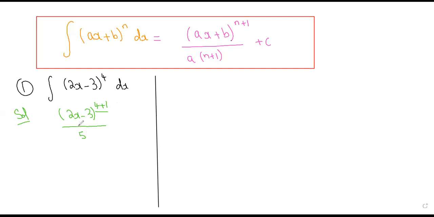And we need to divide this by the derivative of this factor, that is 2x minus 3. So if we differentiate 2x minus 3, the derivative is going to be 2. Okay. So I'll divide that by 2 and I am going to write down the constant, that is c. So if I simplify this, this becomes (2x minus 3) to the power 5 divided by 10 plus c. This is going to be the answer.